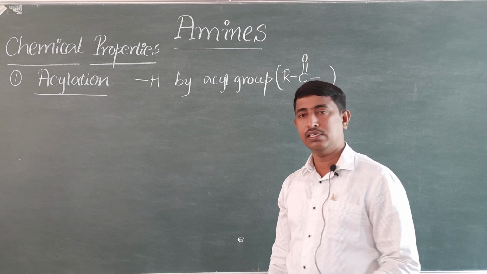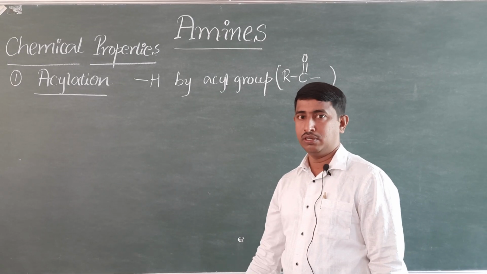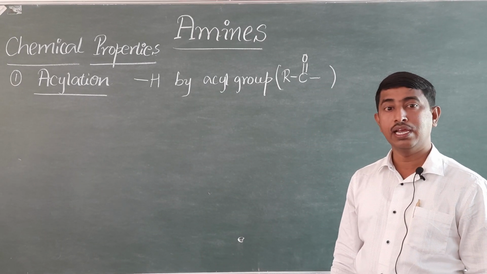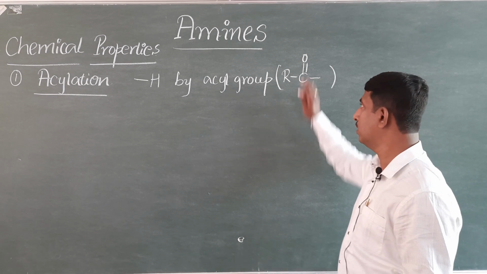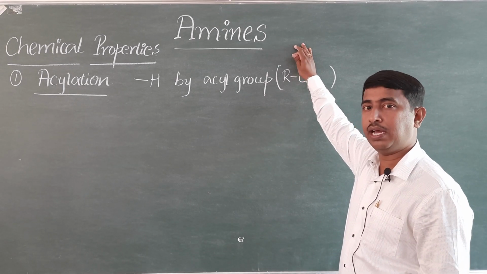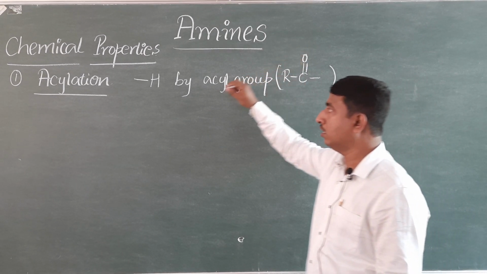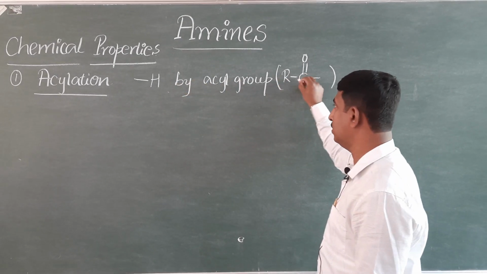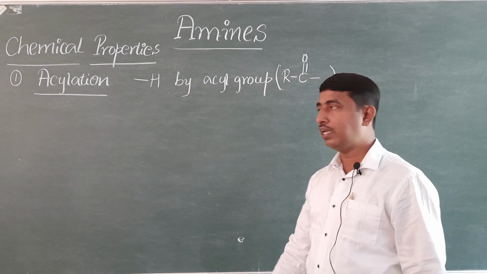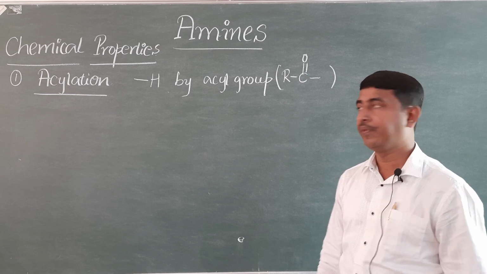What is alkylation? Alkylation means replacing hydrogen by an alkyl group. If H is replaced by R, we call it alkylation. Here H is replaced by R C double bond O, that is an acyl group. So the reaction is named acylation.